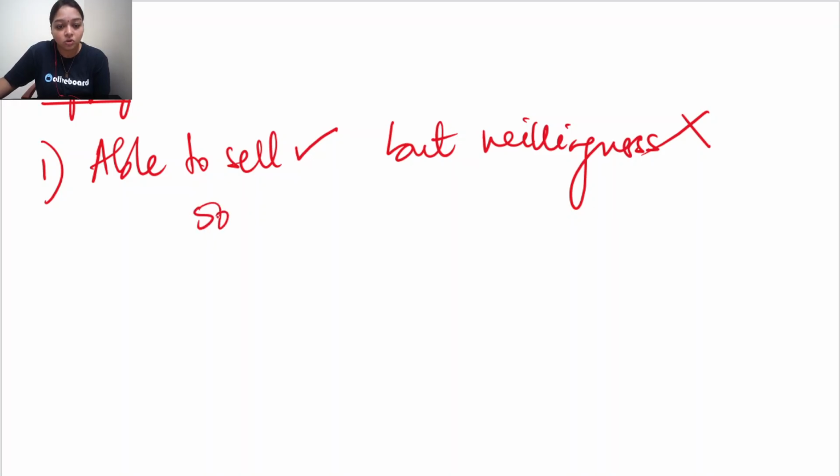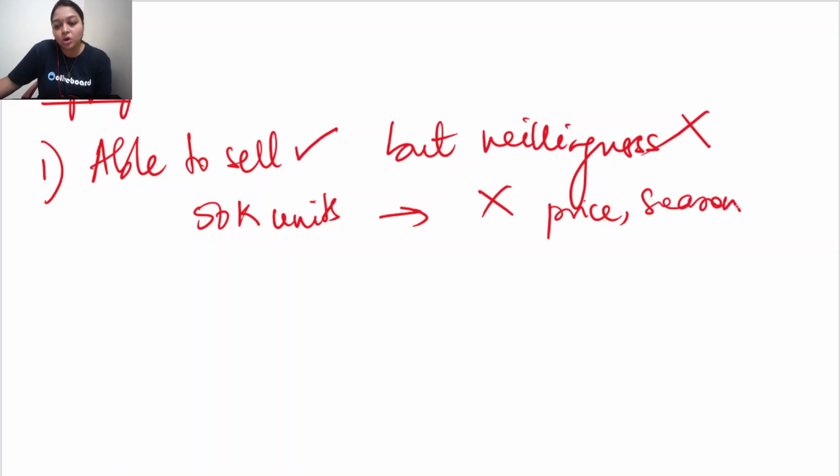Let us say he wants to sell 50,000 units. He is able to sell, but he is not willing. Maybe he is not willing due to price or any other issue. The season is not good or something like that. Quality of product is not good. Anything, right? It can be any issue. So this doesn't become supply.